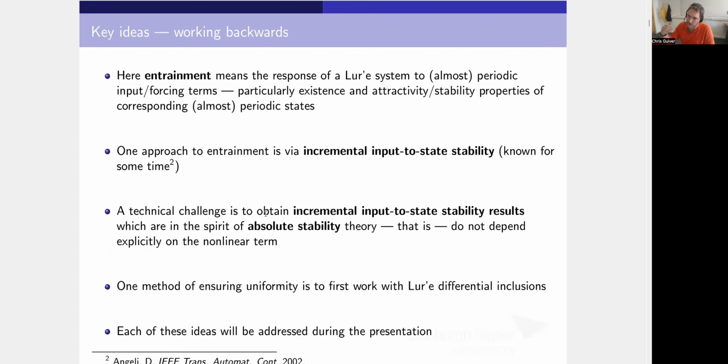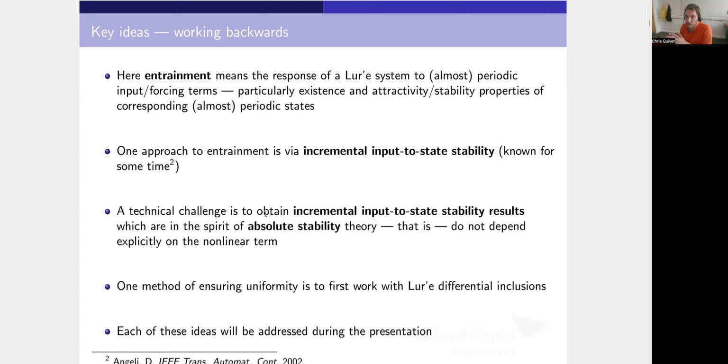So working backwards from those key ideas, entrainment, roughly speaking, means the response of a system to an almost periodic or periodic input or disturbance, and then the existence and stability or attractivity properties of any resulting almost periodic state. And one way to approach the entrainment property is via incremental ISS, and this has been known for some time. I cite a work of Angeli there.